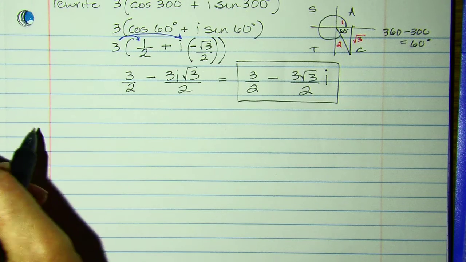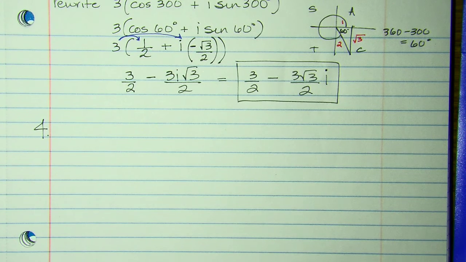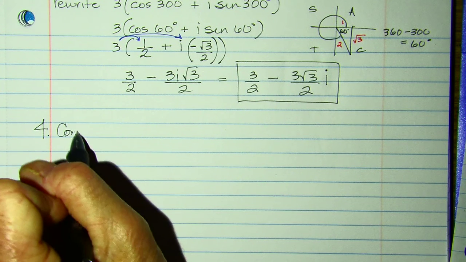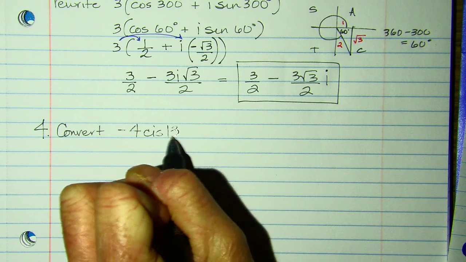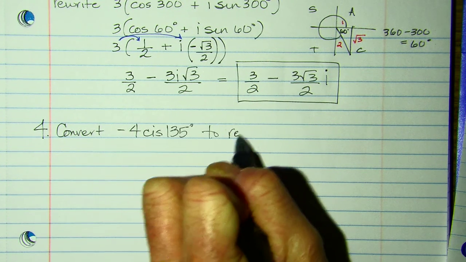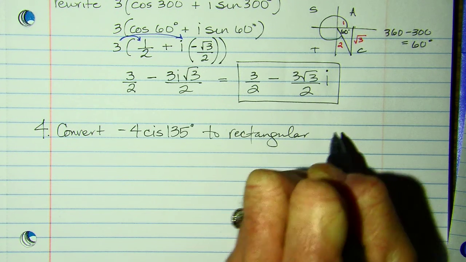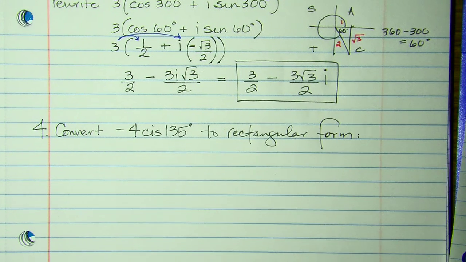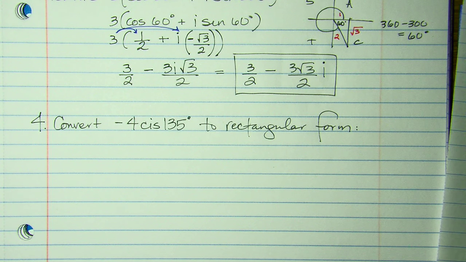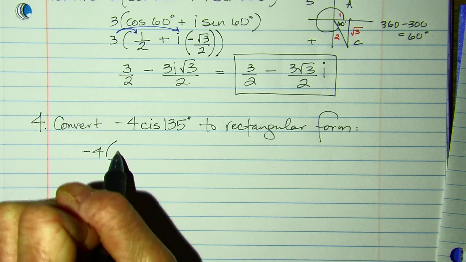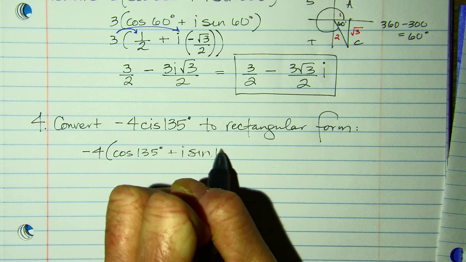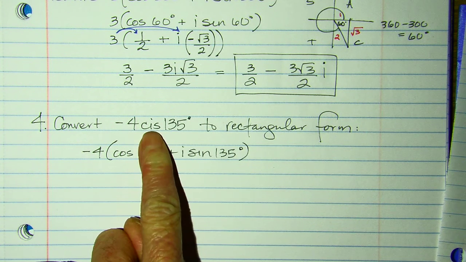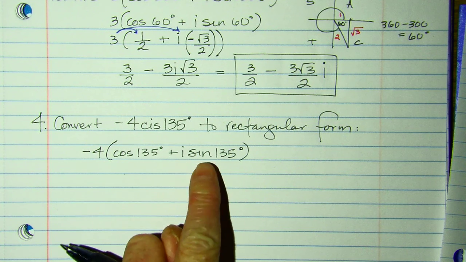All right, so we'll try one more, and then we'll move on to 64.C. So yes, there is more. This is a longer lesson. Negative 4 CIS 135 degrees to rectangular form. So again, I am going to first rewrite this. So this is negative 4 times cosine of 135 plus i sine of 135. Remember, CIS is an abbreviation of cosine i sine.